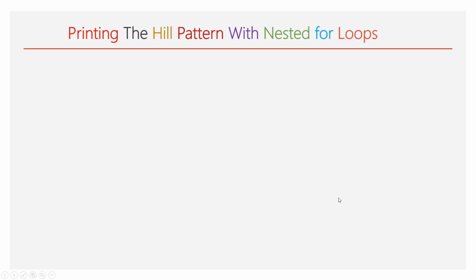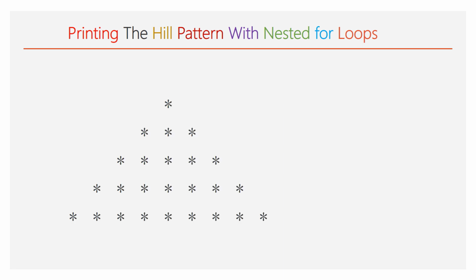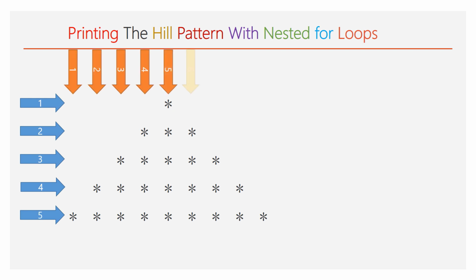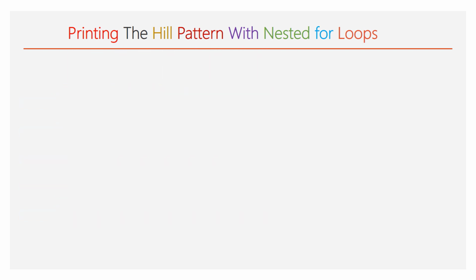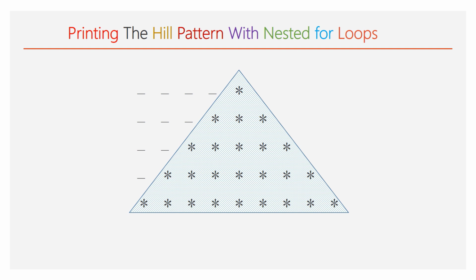Hi viewers, in this video we will see printing the hill pattern with nested for loop using Python programming. This is the pattern we need to print. Here the number of rows are 5 and the number of columns are 9. Let us analyze the given pattern. This is the pattern we need to analyze and this is the hill that we need to print.